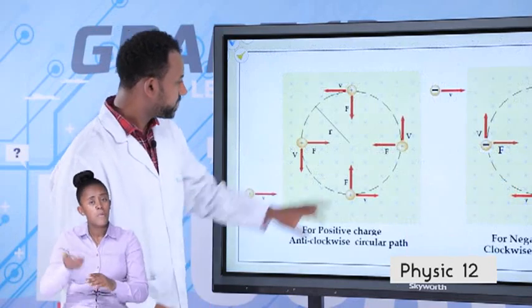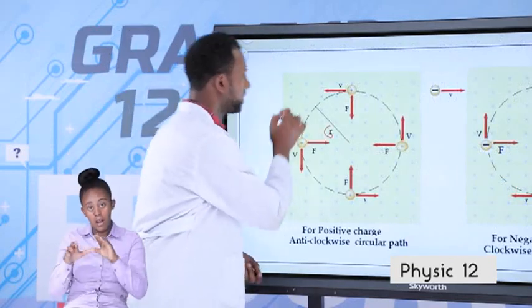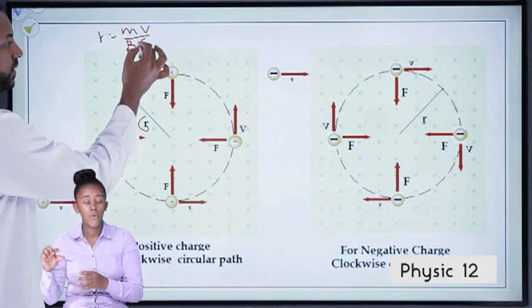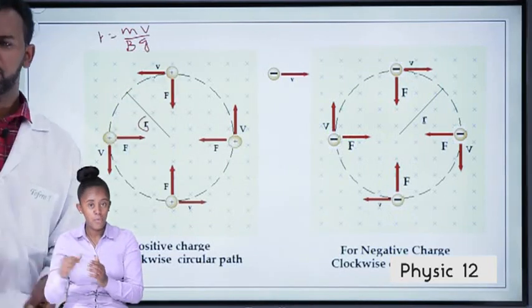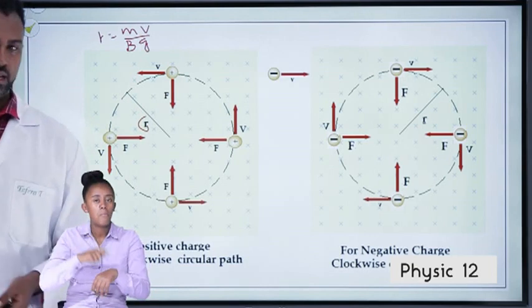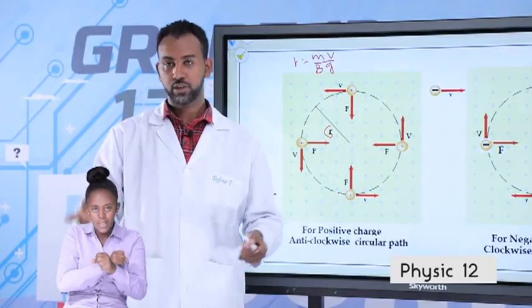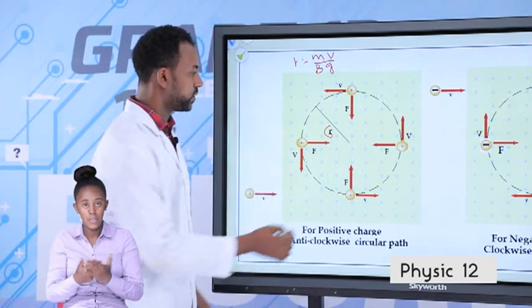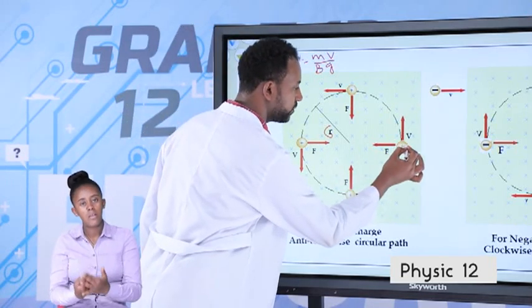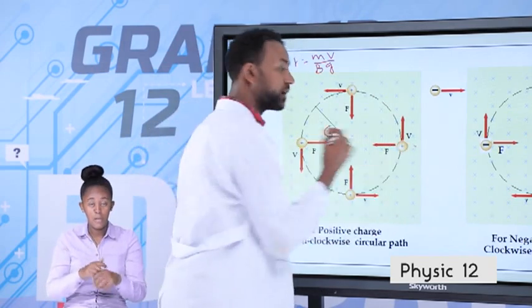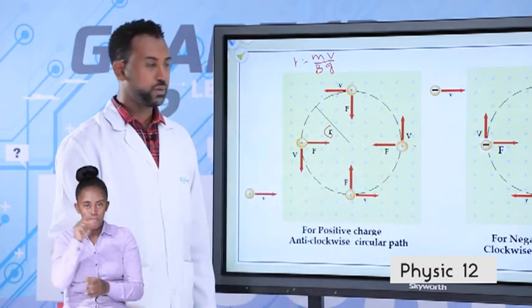Previously you have found radius r, and r is expressed as mv over bq. Now, let's try to determine the period. What does it mean by period? Period is the time required for one complete revolution, for one complete path. As this charged particle moves starting from here, let's take our reference point here, and reaches here, the time it took is known as the period.